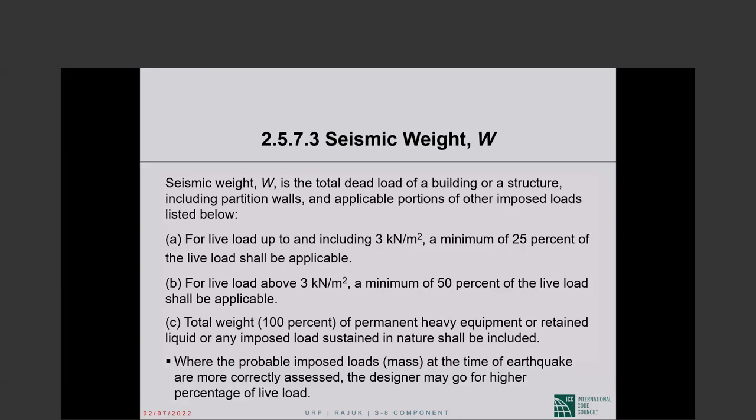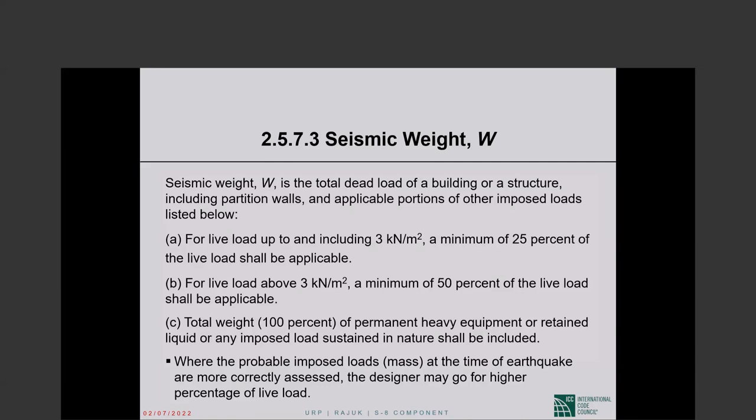For live loads up to and including 3 kilonewton per square meter, 5 is 100 and 3 is 60 pounds per square foot, a minimum of 25% of the live load shall be applicable. So even in residential occupancies, it would include a portion of the live load. For live load above 3 kilonewton per square meter, a minimum 50% of the live load shall be applicable. Yeah, this is quite different from ASCE 7.